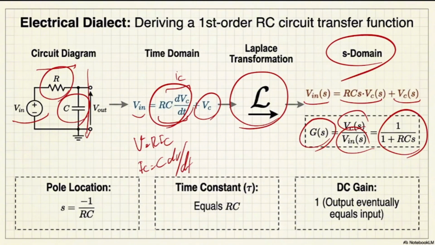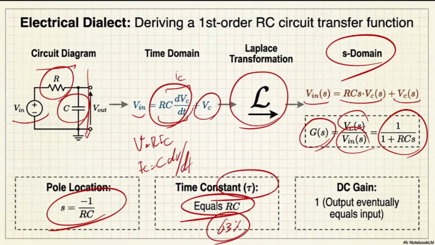And as we know, in order to find the pole location, the only thing you have to do is make your 1 plus RCS equal to 0. So S is going to be negative 1 over RC. So the time constant, or the amount of time that it takes for a capacitor to reach 63% of its maximum charge, is something that we know as RC. And at the end of the day, the DC gain is going to be 1. So this is something that we call a first order circuit or first order system, because we only have derivatives to the power 1.